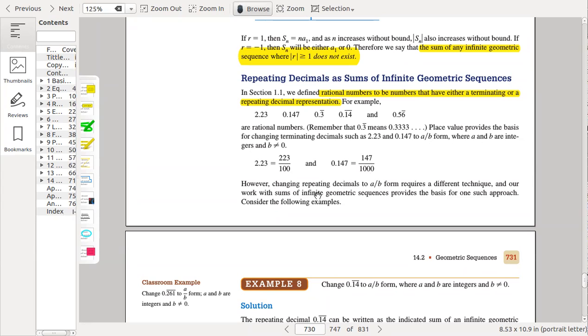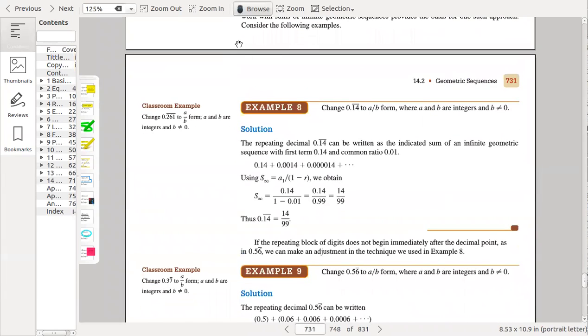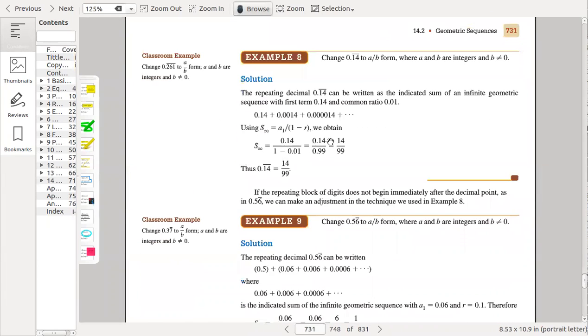However, changing repeating decimals to a over b form requires a different technique, and our work with sums of infinite geometric sequences provides the basis for one such approach. Consider the following example. Change 0.14 bar to a over b form where a and b are integers and b is not equal to 0.